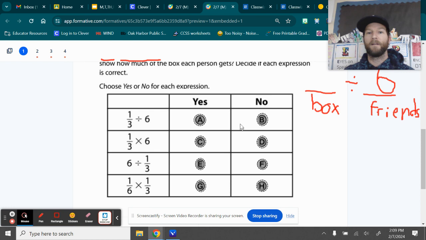It matches the problem or it doesn't. If I see you clicking both of these, then I know you're not thinking and you're just randomly pressing buttons. All right, another problem.